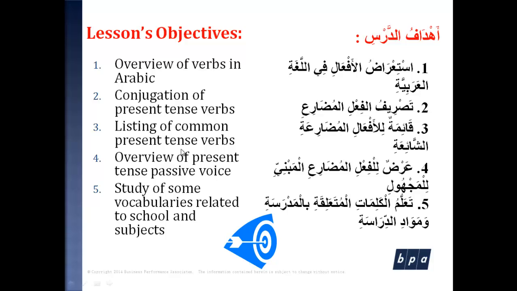Listing of common present tense verbs. We will present the same verbs that we listed in Lesson 5 again here in the present tense. Overview of present tense passive voice, similar to how we did in Lesson 5 for the past tense. Study of some vocabulary related to school and school subjects.